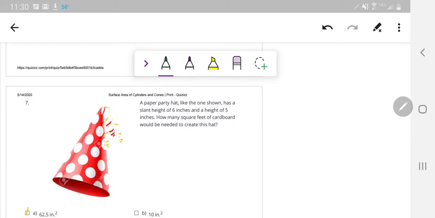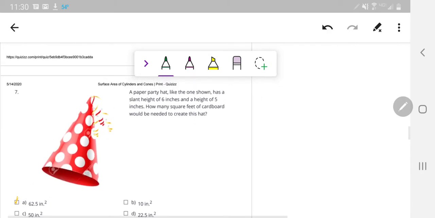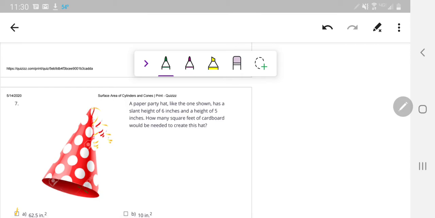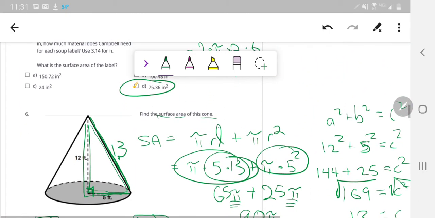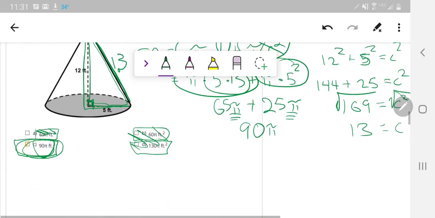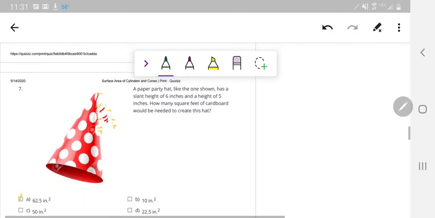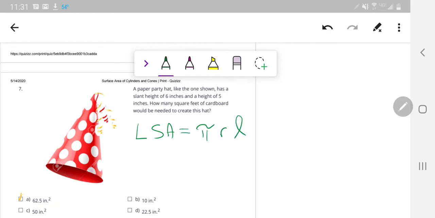Number 7. You could have had a little trouble here because a party hat doesn't have that circular base. It's open there, so we don't want to count that. If we look up at our equation, we don't want that part, we just want this part. So the pi RL part is all we need. We need to find the lateral surface area for this cone, and that's going to be pi RL.